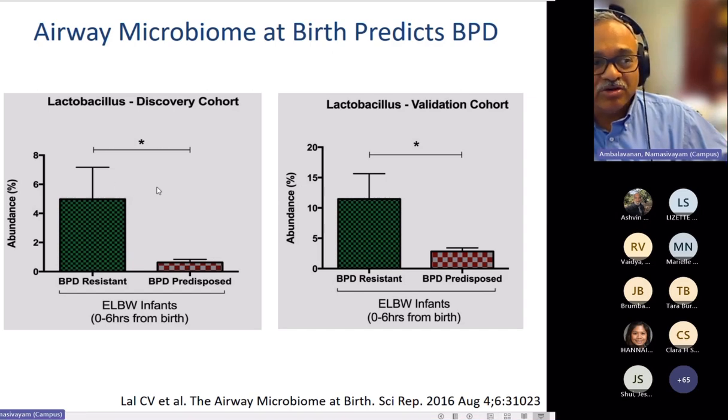This is in a discovery cohort at UAB, and the validation cohort was from Philadelphia. So we looked at 2 different centers because we want to validate the data from a different center.